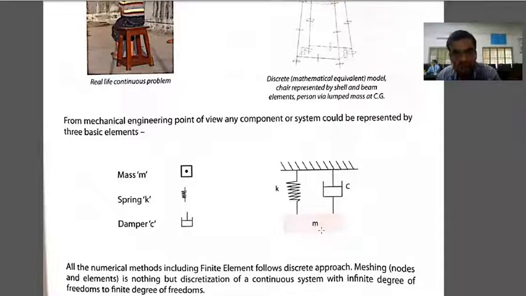Your inertia force means mass into acceleration. Mass into acceleration means m into x double dot. X double dot is nothing but acceleration, d square x by dt square. Okay, this is the acceleration. Then c x dot, x dot means your velocity, dx by dt, and k into x means your displacement. So by assuming the summation of forces is equal to 0 in the vertical direction, you will get this equation as m x double dot plus c x dot plus k x is equal to 0.